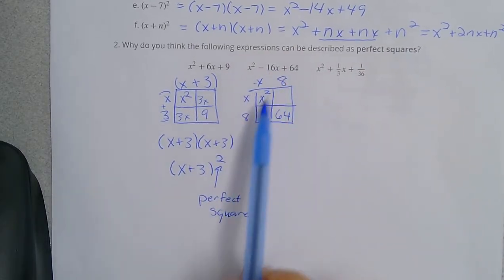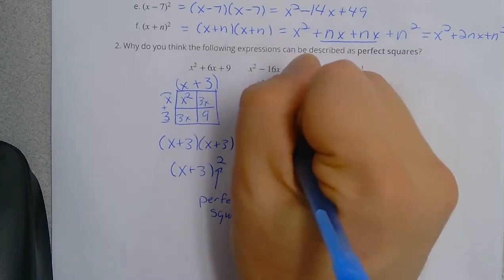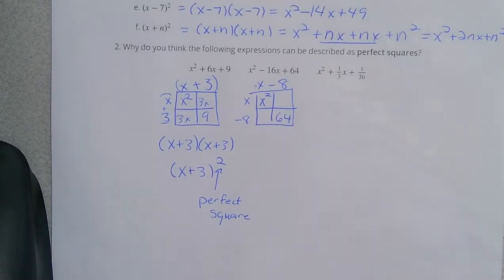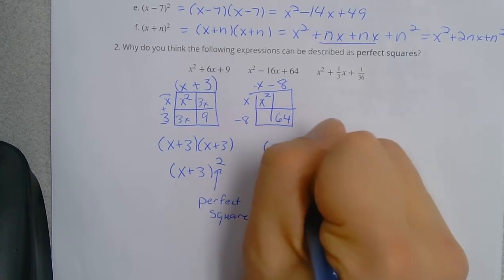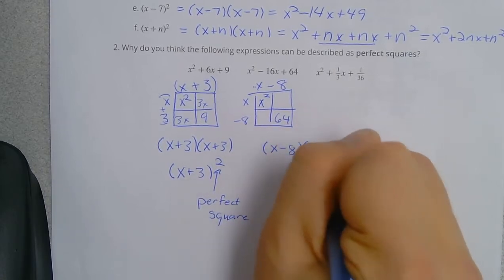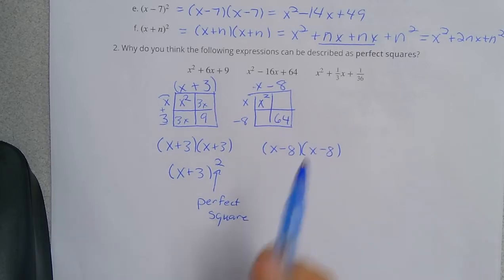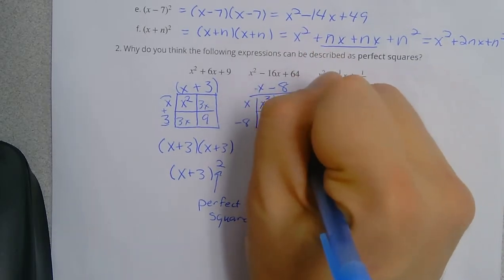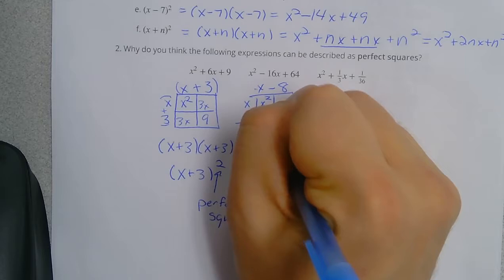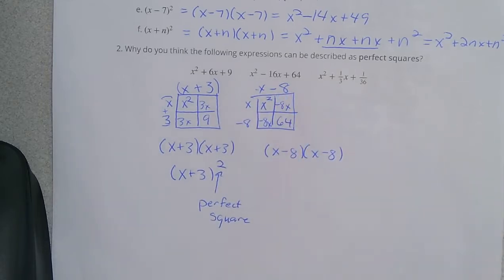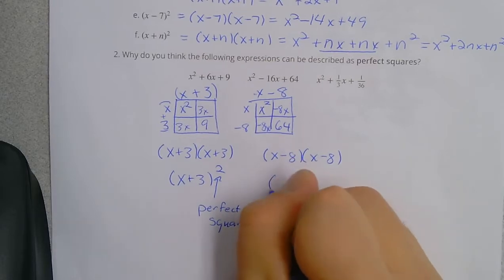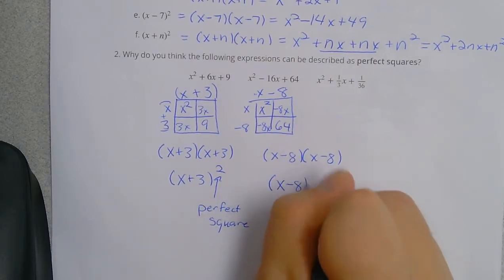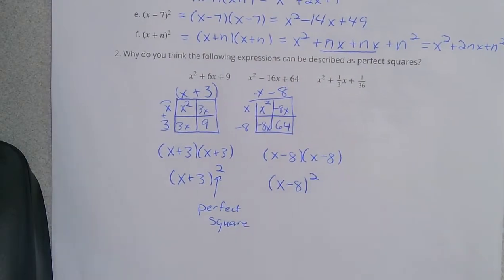However, I need my terms to add up to negative 16. So it can't just be positive 8. It's minus 8 on both. So my perfect square is x minus 8 times x minus 8. And I'm going to check the middle terms just to make sure. Negative 8x, negative 8x. And then in adding those, it's negative 16x. So in combining that, we would have x minus 8 squared.